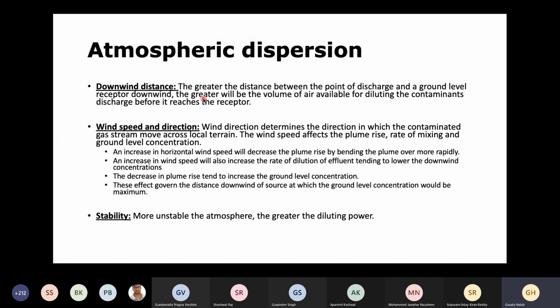Do you know what ambient air quality norms are? Do you know that? Anybody? NAAQS? Yes, yes, NAAQS. Yes, National Ambient Air Quality Standards. What are they?